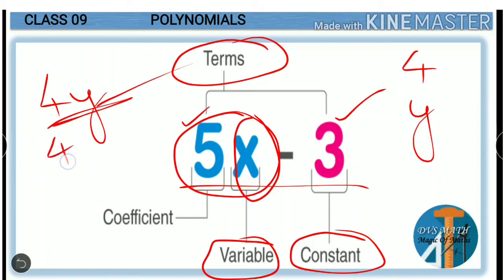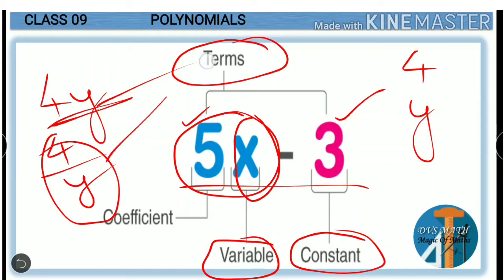Or if I consider 4 by y, it is also a combination, a division of a constant and a variable. So it is also considered a term. That means the combination of a constant and a variable together we call a term. So these terms combined together with sum and difference operations, together we call an algebraic expression.